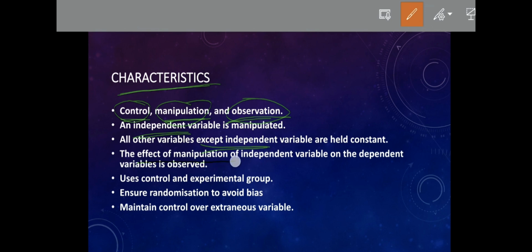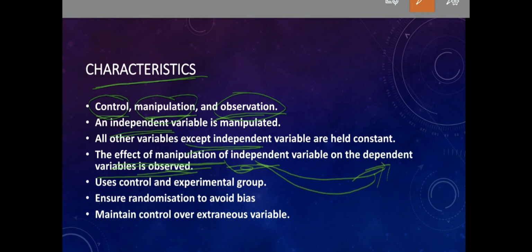Then the effect of manipulation. The effect of manipulation of the independent variable on the dependent variable is observed. It means when the independent variable is manipulated, then whatever effect comes, you have to observe on the dependent variable.